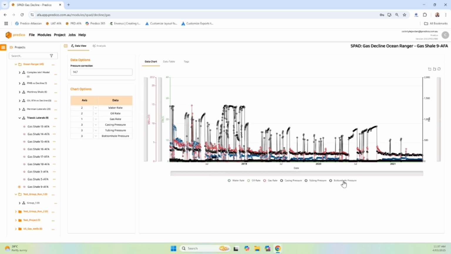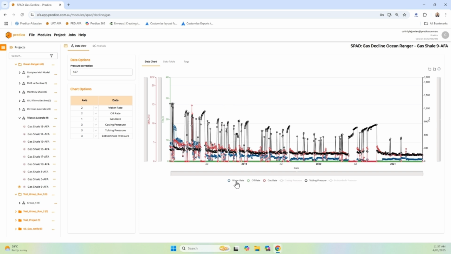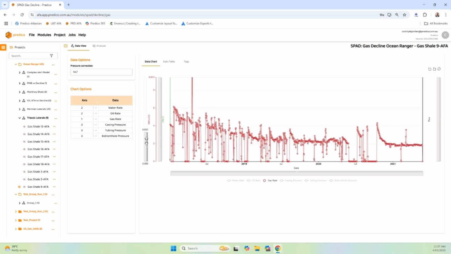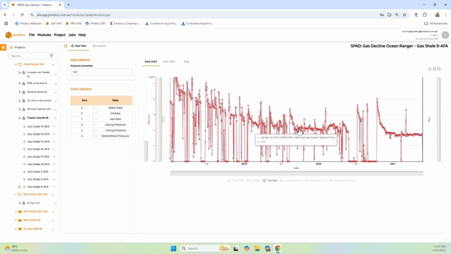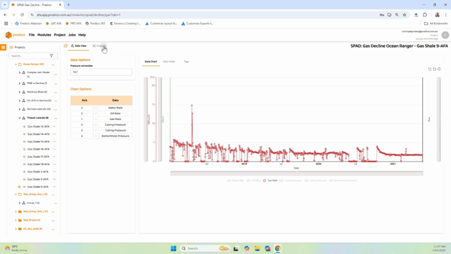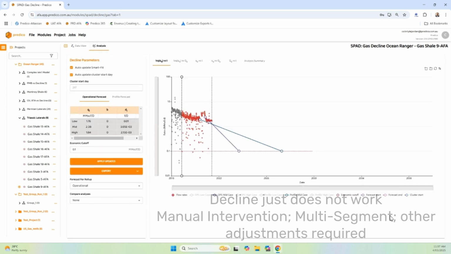Lots of data, just like the other wells, but let's take a close look at the rates. As we can see here when I zoom in, we see a bit of a decline, we see a relatively flat period, then a big shut-in period, and almost perfectly flat rates towards the end. So we already know that decline is going to give us some problems.